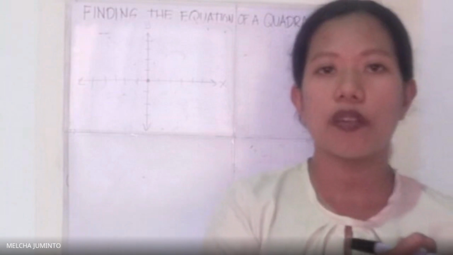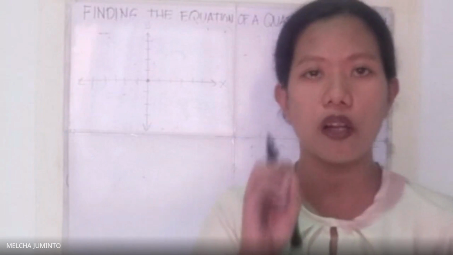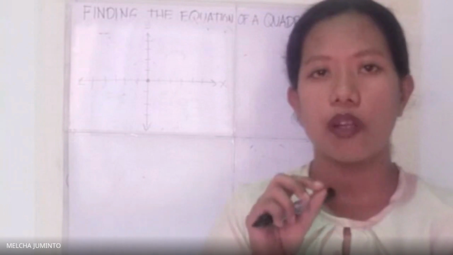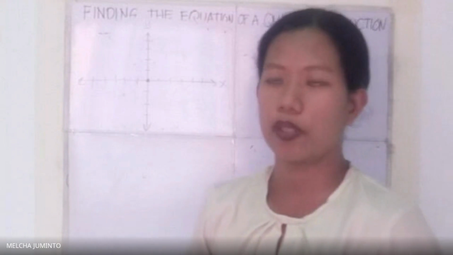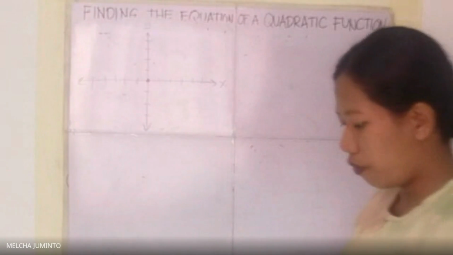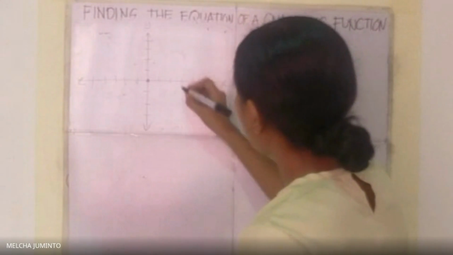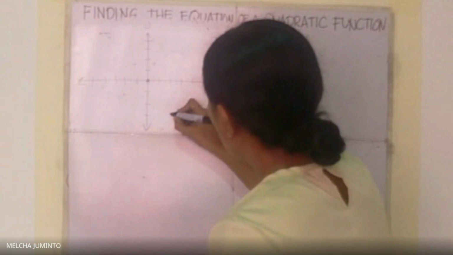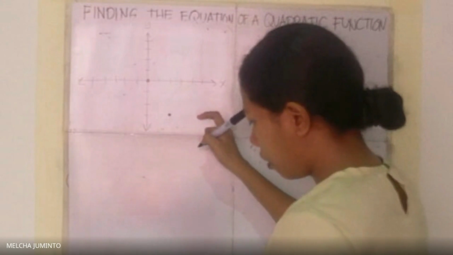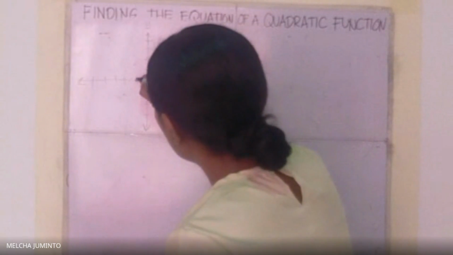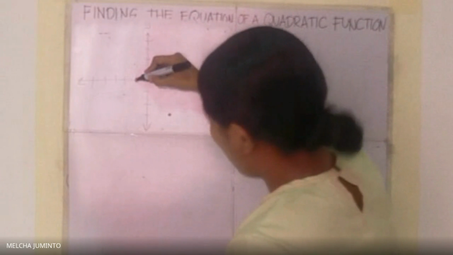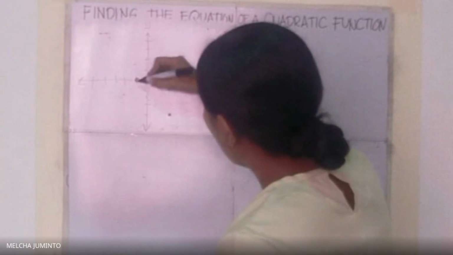From the origin to the right, positive numbers. From the origin to the left, negative numbers. From the origin above, positive numbers. From the origin below, negative numbers. Okay, so let's see, for example, this is the given graph. It is shown that this is the turning point of the graph, and that it crosses -1 and 5. And then it also crosses somewhere here.